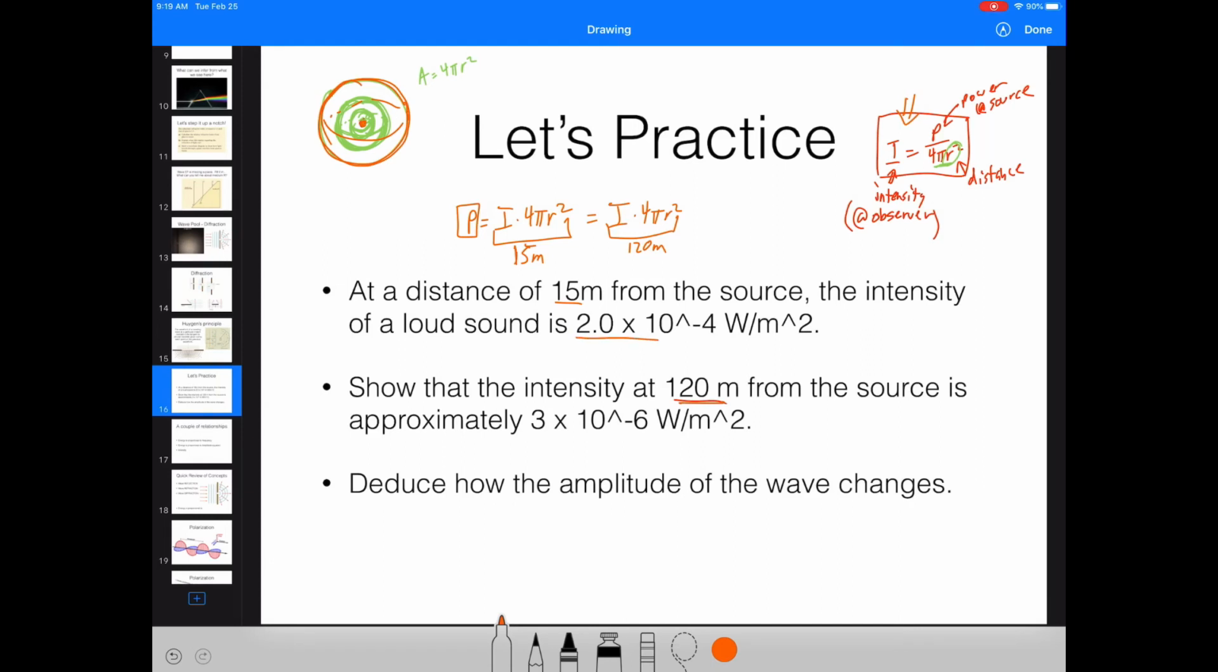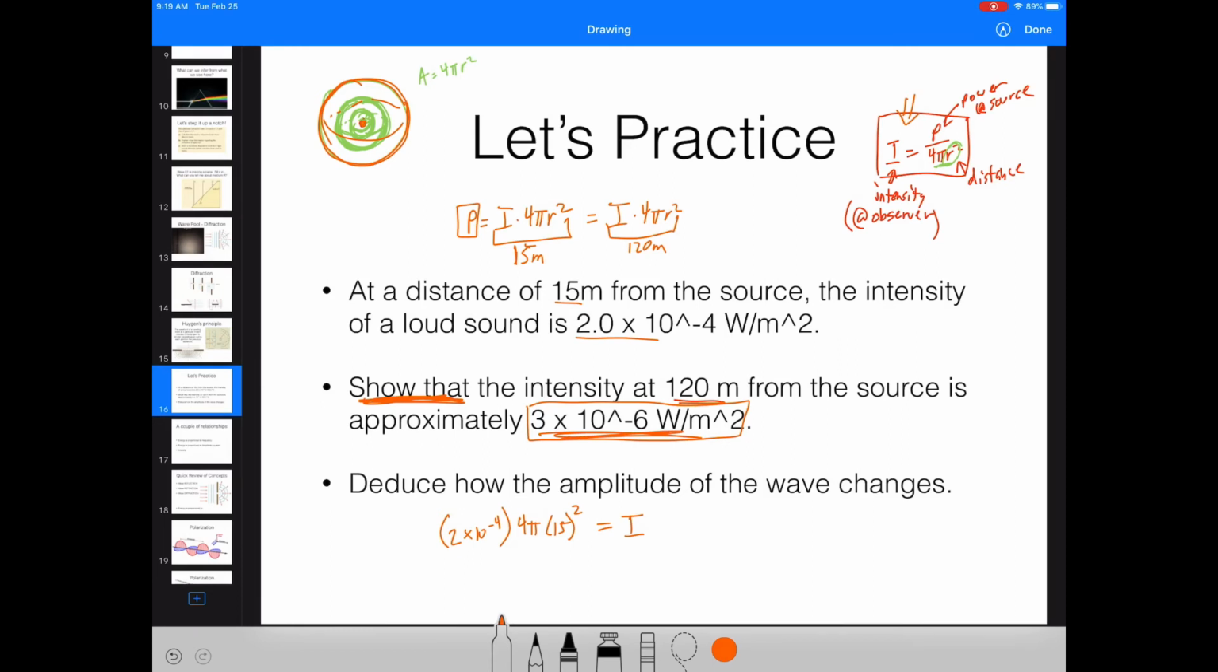So we'll say, all right, the intensity at 15 meters was 2 times 10 to the negative fourth watts per meter squared. That is going to be multiplied by 4 pi r squared, so 15 squared, equals the intensity at this point. We're trying to show that the intensity is this, so we should be able to solve for intensity. Anytime it says show that, okay, we can't use this number. We have to show that that's the correct number.